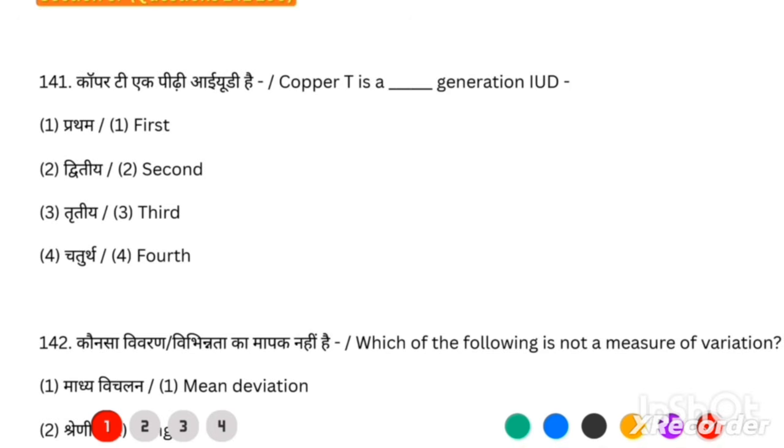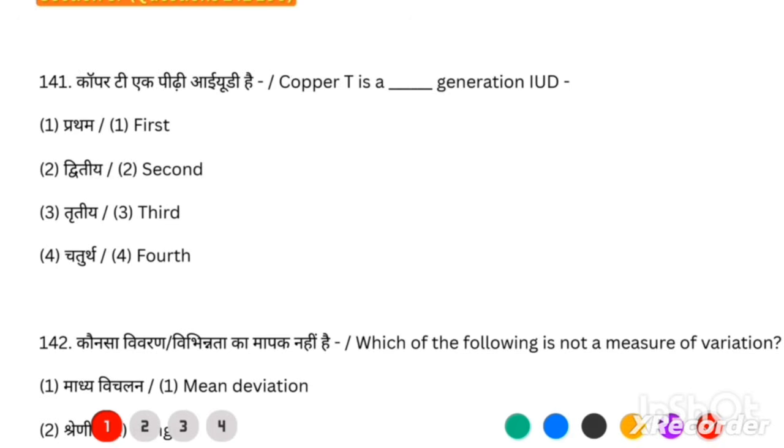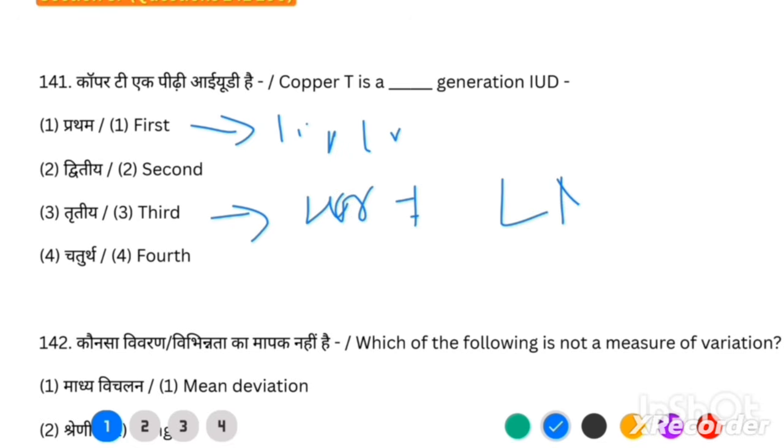60%. Our next question is, copper T is a dash generation IUD. So the correct answer is second generation, where copper T and Cu7 is considered second generation IUD. IUD means intrauterine device. So talking about other options, first generation is lippes loops, and the third generation is hormonal IUD, which is LNG20.